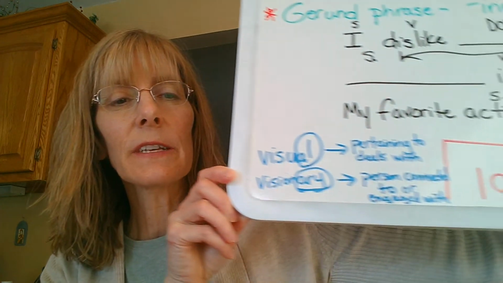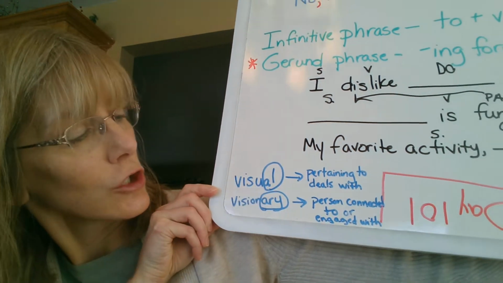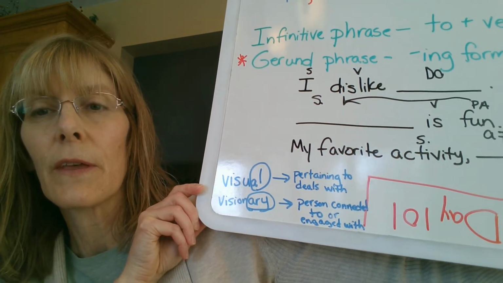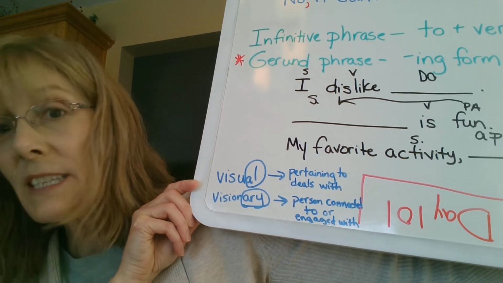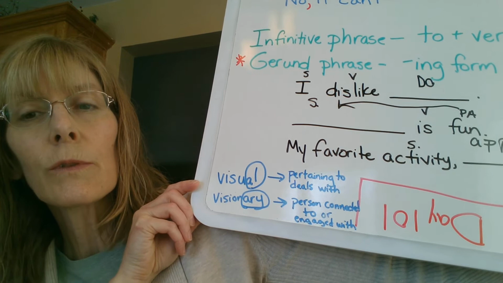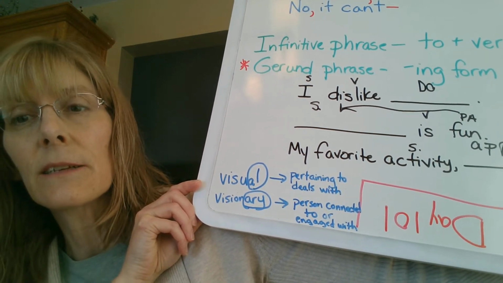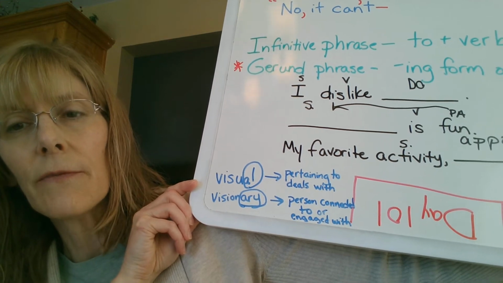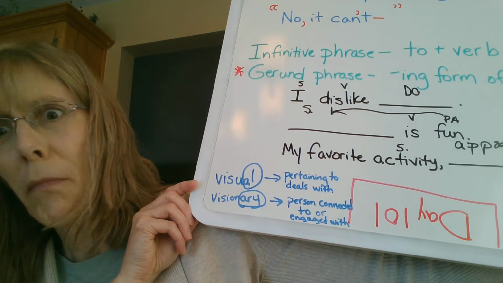So what does the suffix AL have to do with? What does it mean? It means pertaining to, or it deals with. So if vis means vision, or sight, then visual would be something that pertains to sight, or it deals with sight. That's how you put the suffix together with the root.